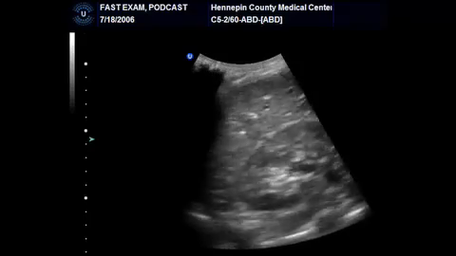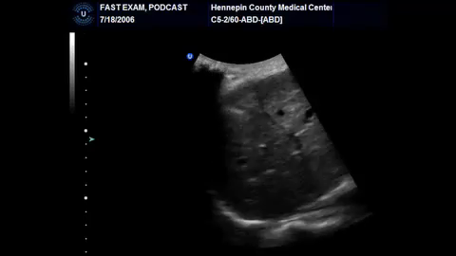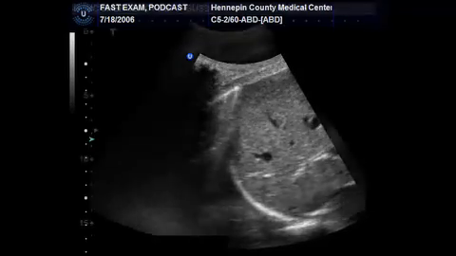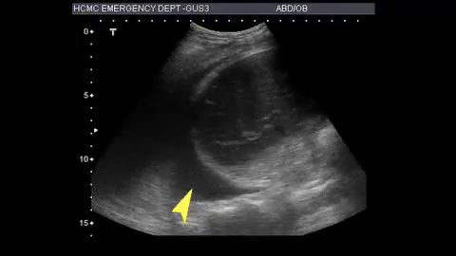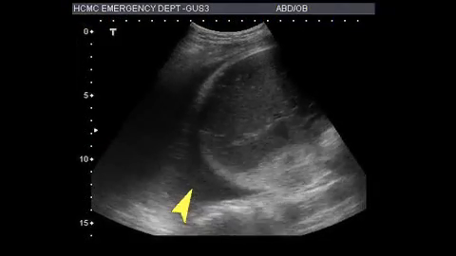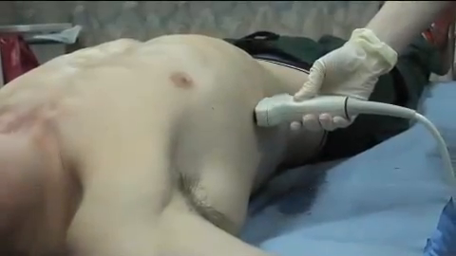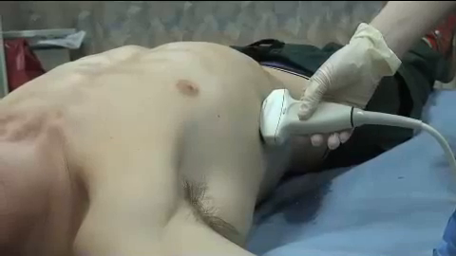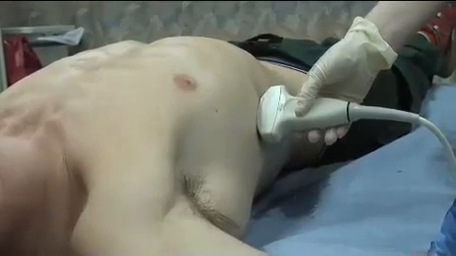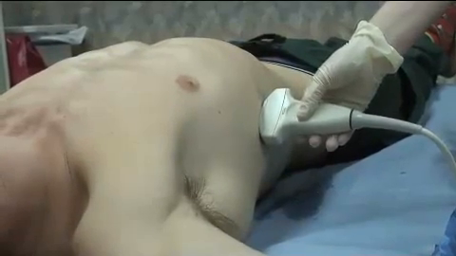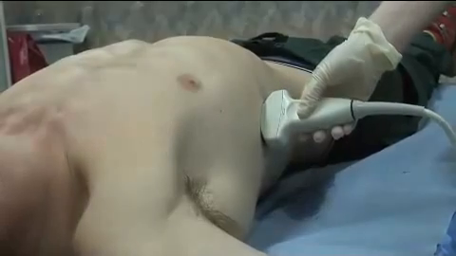By sliding the probe towards the patient's head, you can visualize the right diaphragm and the right pleural space. A hemothorax will appear as an anechoic or black fluid collection just above the diaphragm. A subtle counterclockwise rotation of the probe during any of the right upper quadrant views will often help reduce rib shadows and may improve visualization of the above structures.